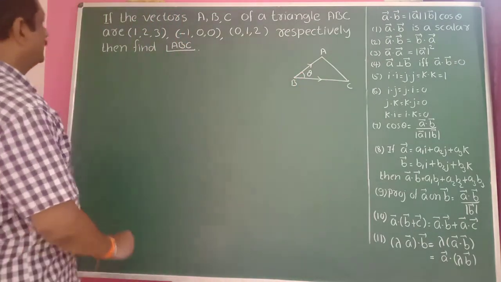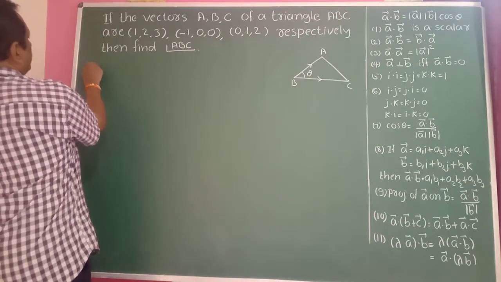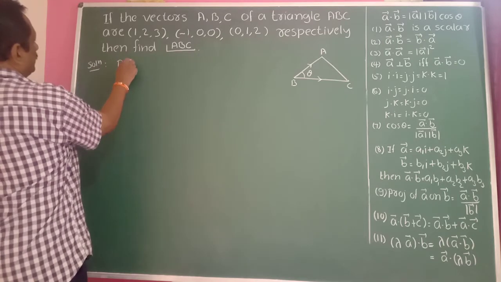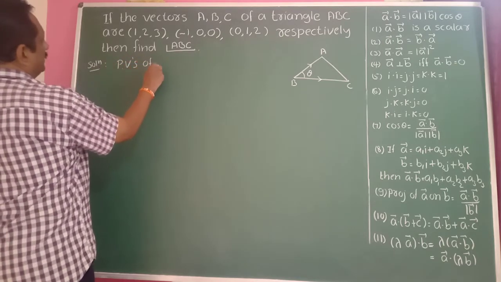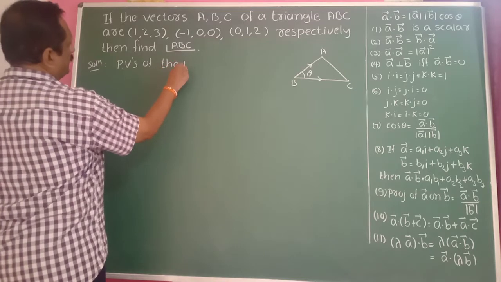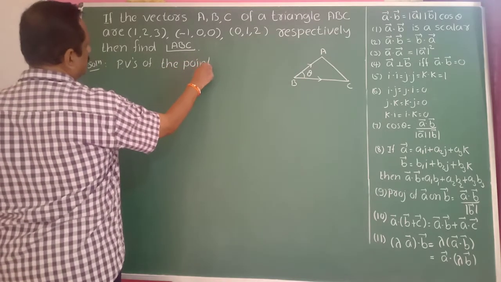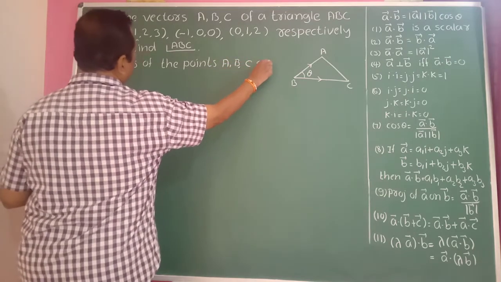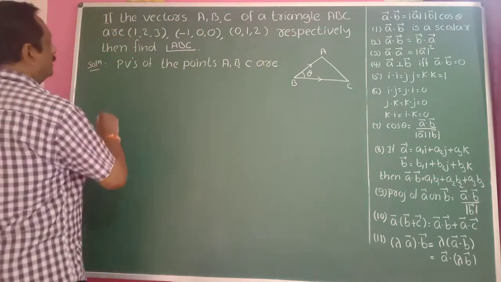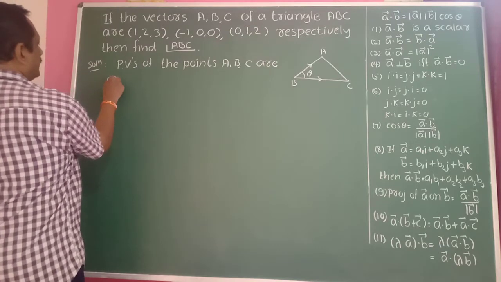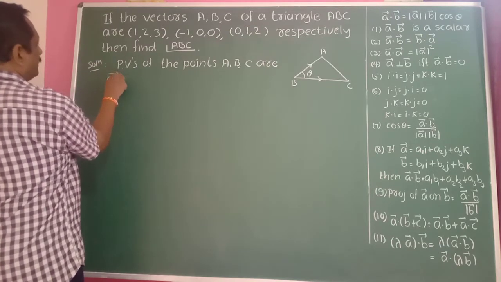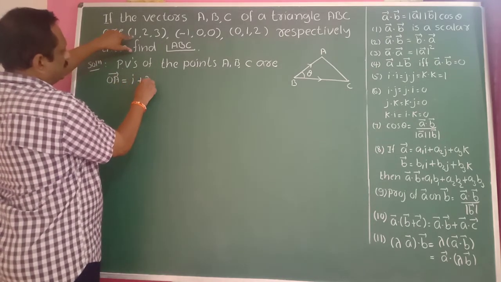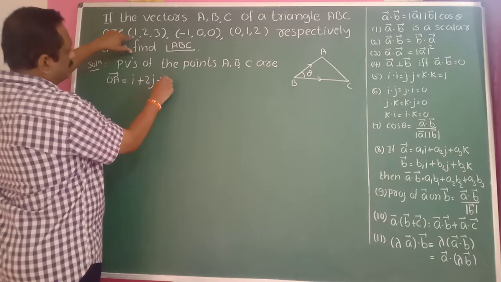Okay, so therefore take your solution. Position vectors of the points A, B, C are as follows. In this case, the vector OA is the position vector of the point A. So you can write i plus 2j plus 3k.